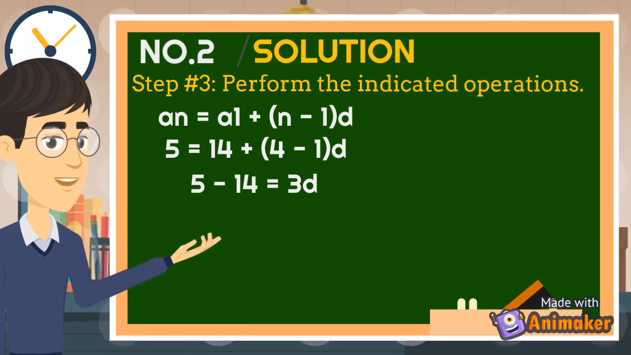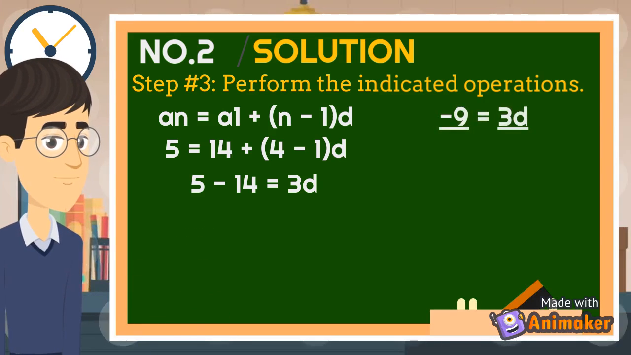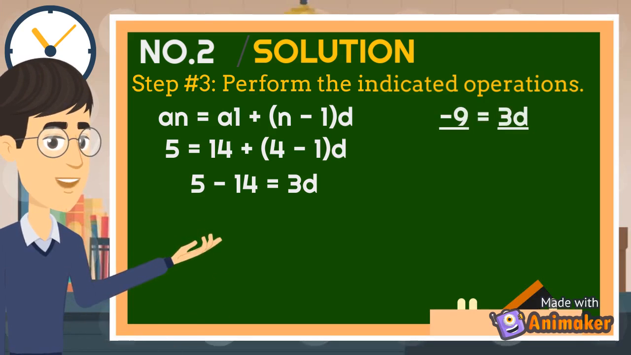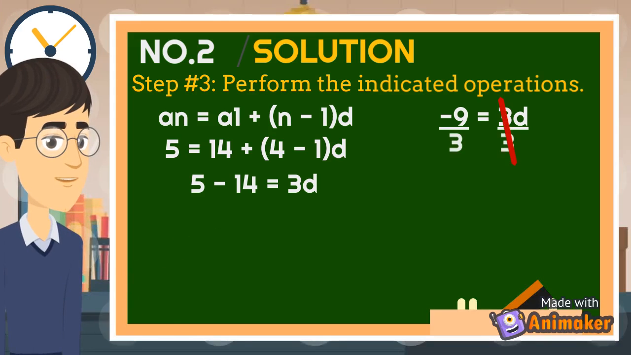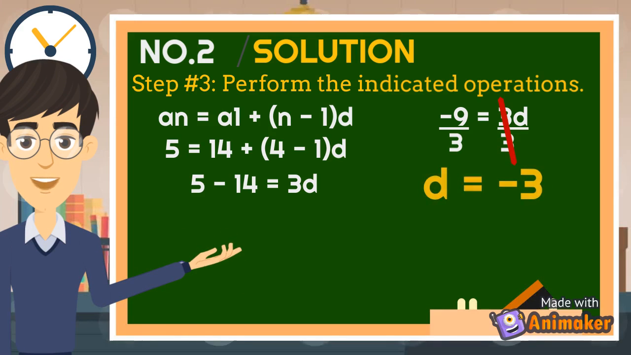So, we now have 5 minus 14 equals 3d. This time, we will subtract 5 by 14, and the result is negative 9, which will also give us the equation negative 9 equals 3d. For the final step, we will divide both sides by 3 in order for us to get the value of the common difference. Therefore, our common difference is negative 3.